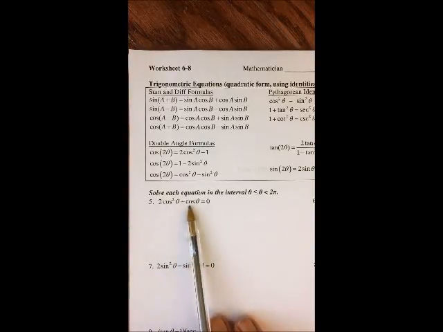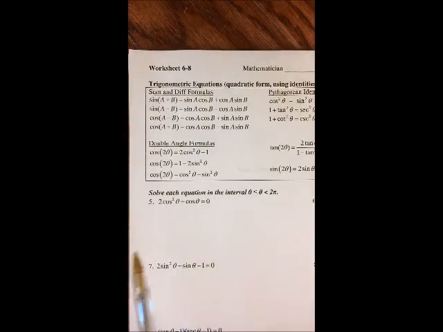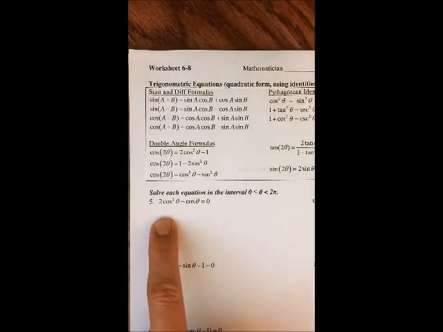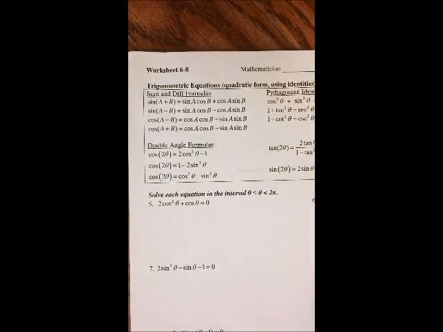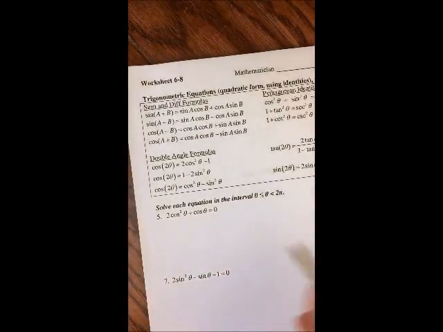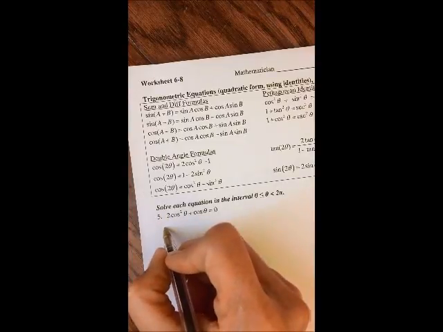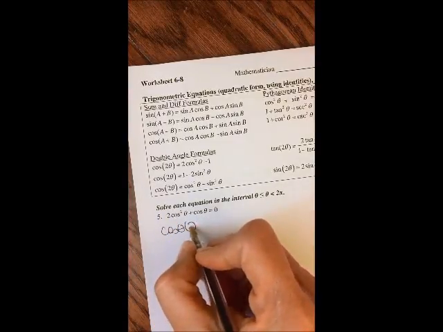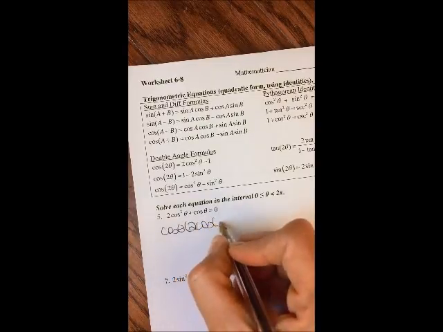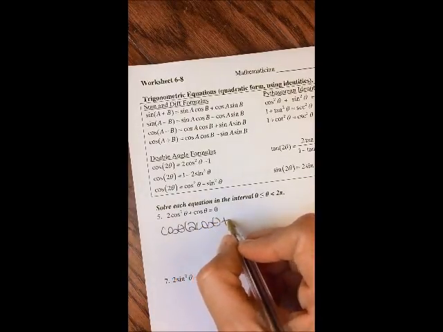And anytime you have a quadratic with two terms, usually, but not always, there's a GCF that can be pulled out. And if you look at number 5, they both have a cosine. So what we're going to do is pull one cosine out. So we're going to rewrite this as cosine theta, parentheses, 2 cosine theta plus 1.